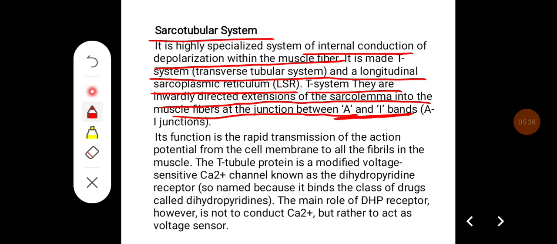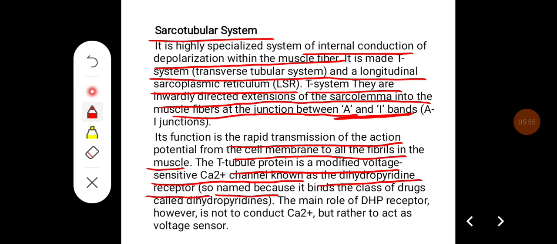Its function is the rapid transmission of the action potential from the cell membrane to all the fibrils in the muscle. The T-tubule protein is a modified voltage-sensitive calcium channel known as the dihydropyridine receptor, so named because it binds the class of drugs called dihydropyridines. The main role of the DHP receptor, however, is not to conduct calcium, but rather to act as a voltage sensor.